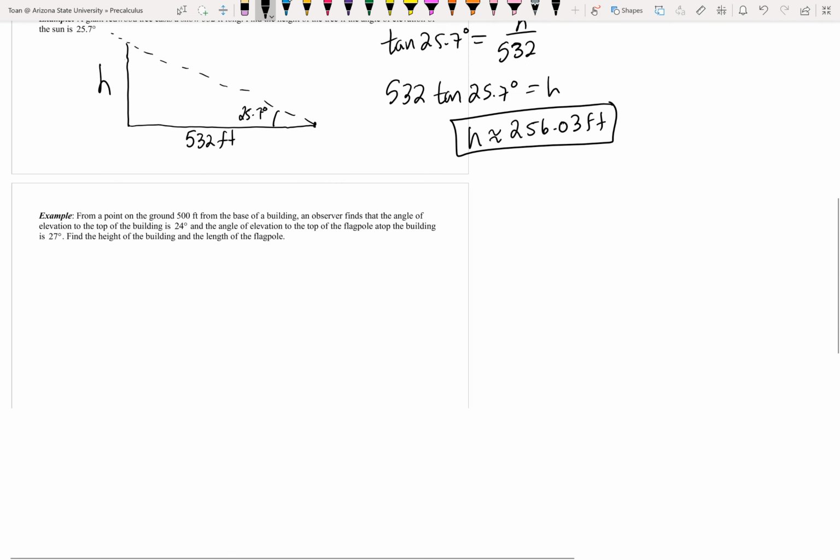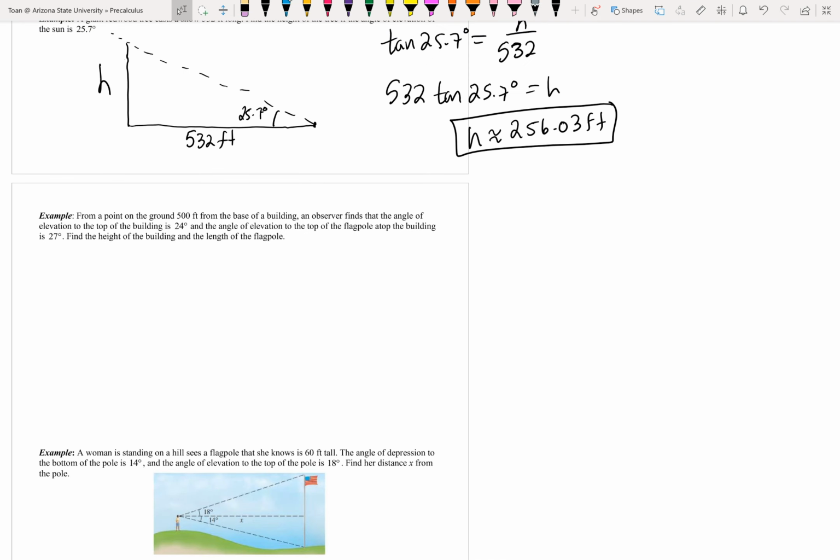So this second example says, from a point on the ground 500 feet from the base of the building. So I know I have a building somewhere. So here is my building. And I'm at a point 500 feet away. So there I am, 500 feet away.